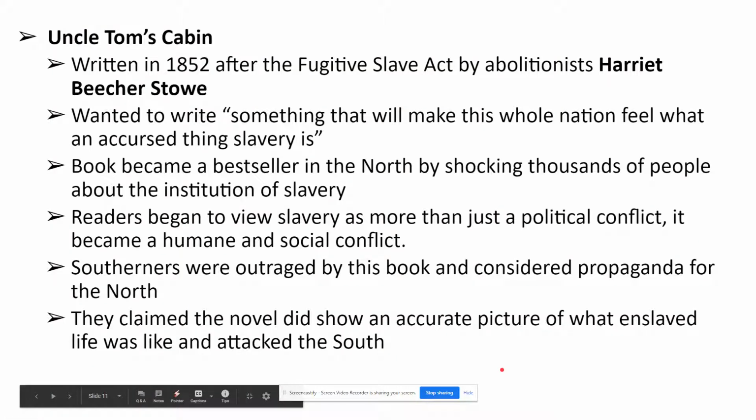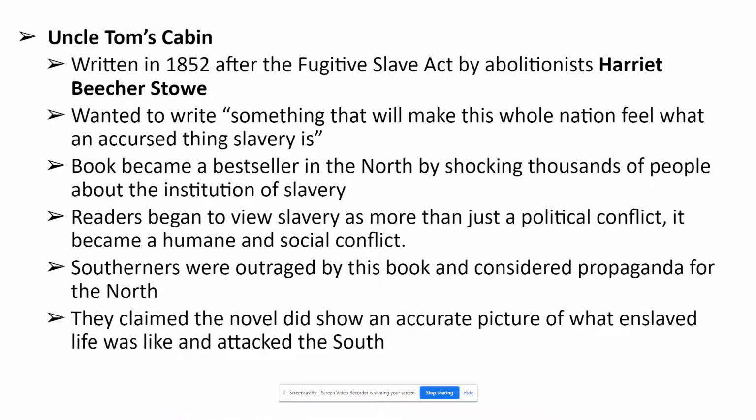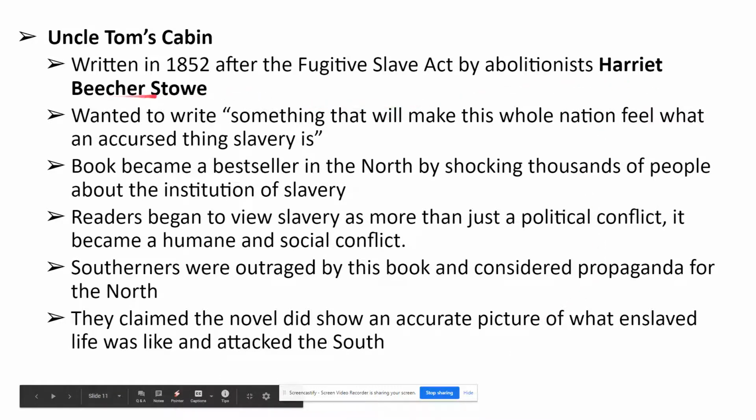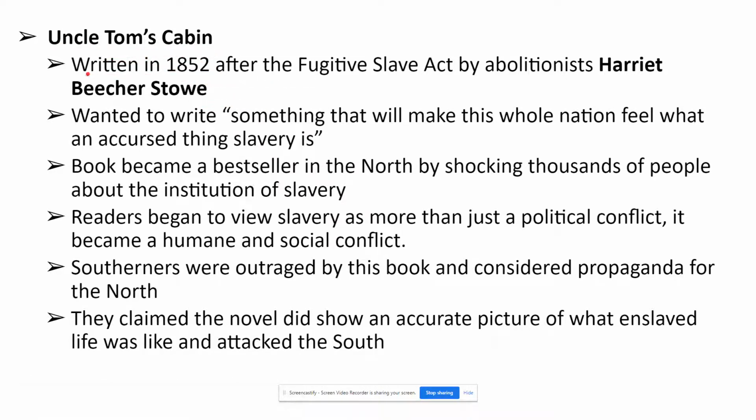At the same time, in 1852, and you'll notice here 1848, 1849, 1850, kind of breaking this into year by year now, leading up to 1860, there's a very famous book written by Harriet Beecher Stowe, known as Uncle Tom's Cabin. She had witnessed slavery firsthand. She wanted to write about the horrors of it. It becomes a bestseller in the North.